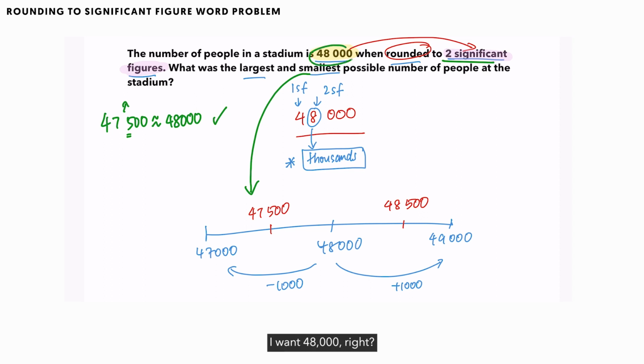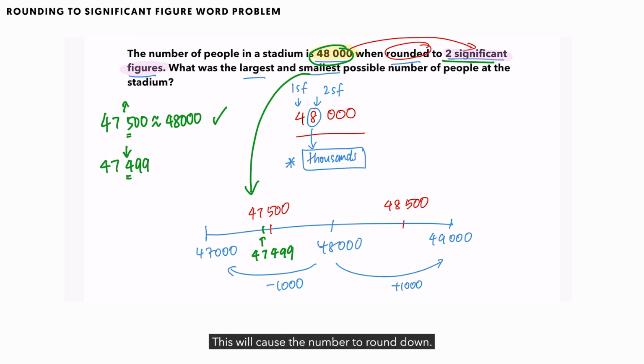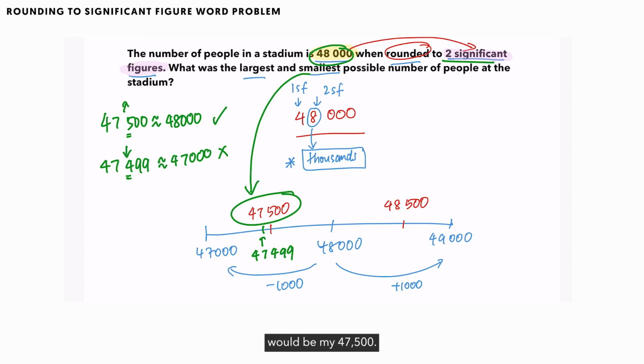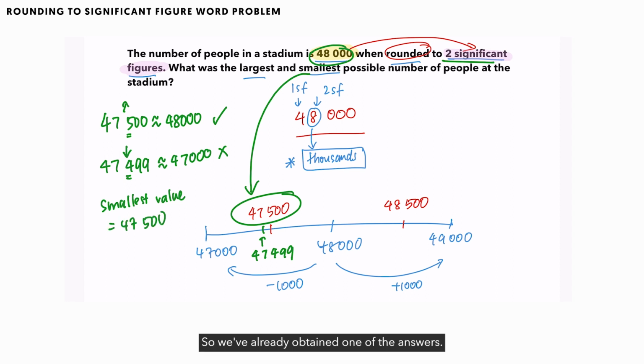I want 48,000, right? So the next question we have to ask ourselves is, can the number get smaller? Meaning, can it go down to 47,499? Let's check. 47,499, when rounded off to 2SF, does it give me 48,000 or not? The third SF is 4. This will cause the number to round down. So I will end up with 47,000, which is not what I want. So definitely the smallest value would be my 47,500. Smallest value is 47,500. So we've already obtained one of the answers.